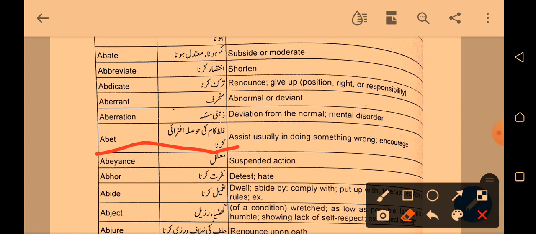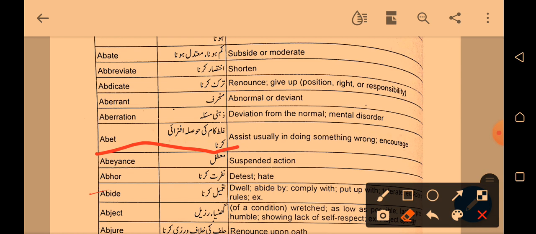This is a noun. Another word we have is abhor. If we talk about the meaning of this word, abhor means detest, or we can say hate or disdain. Disdain means hate or abhor or detest, to dislike something. In that condition we call it abhor.